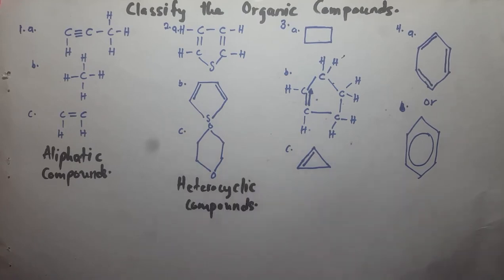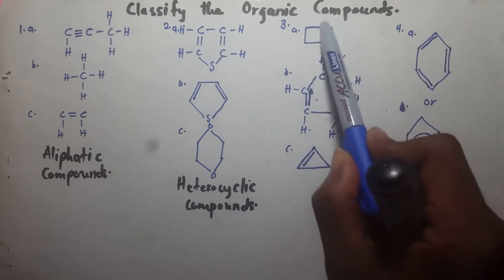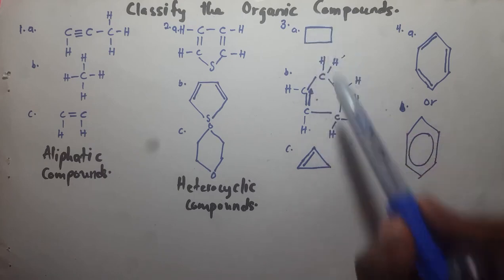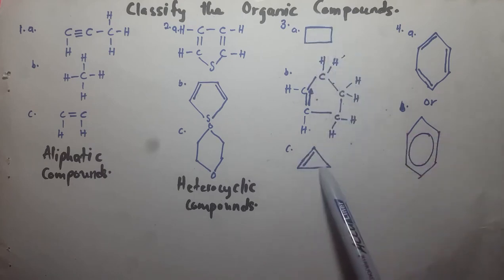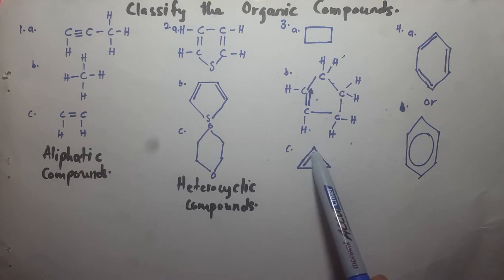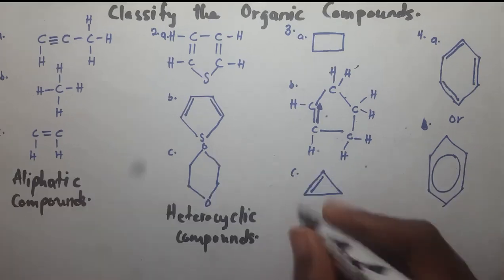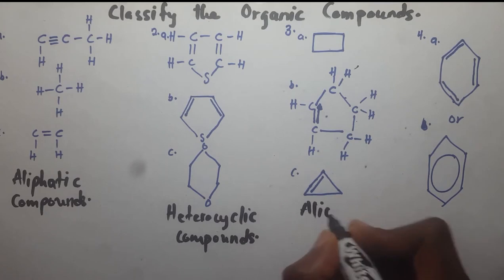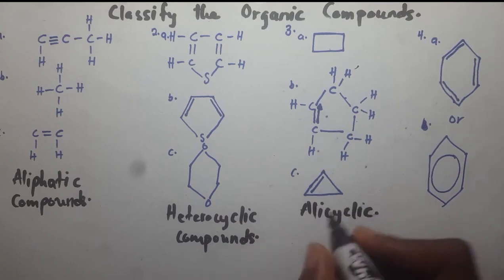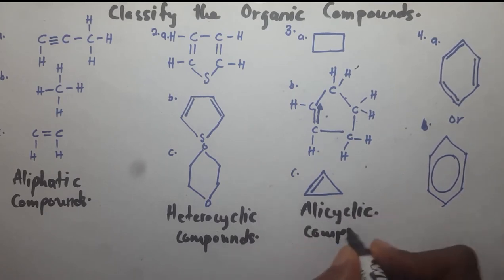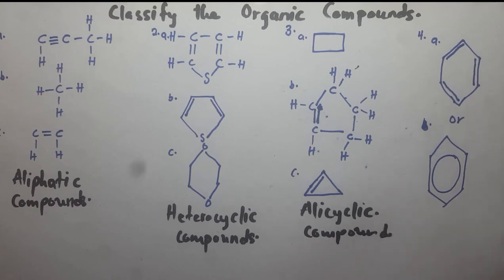Alicyclic. Looking at this one, for example, this is a cycloalkane. This is also a cyclo, but it is a cycloalkene, because of the double bond over here, and the double bond over there. So the third one here is an alicyclic compound. Now let's try to differentiate between alicyclic and heterocyclic.